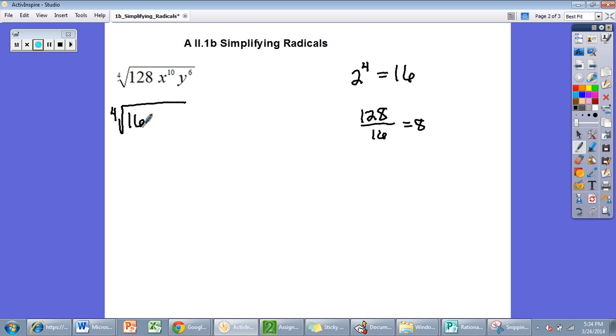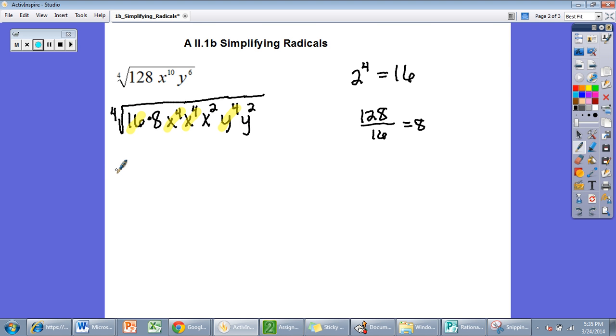So I know that I can break 128 up into 16 times 8. And then I'm breaking my x's apart, x to the 4th, x to the 4th, x squared is how I'd get that to add up to 10. And then y to the 4th, y squared is how I'd add up to 6. So my perfect fourth roots are 16, x to the 4th, and y to the 4th.